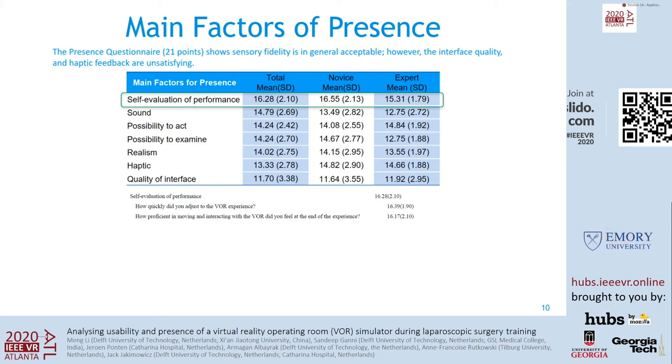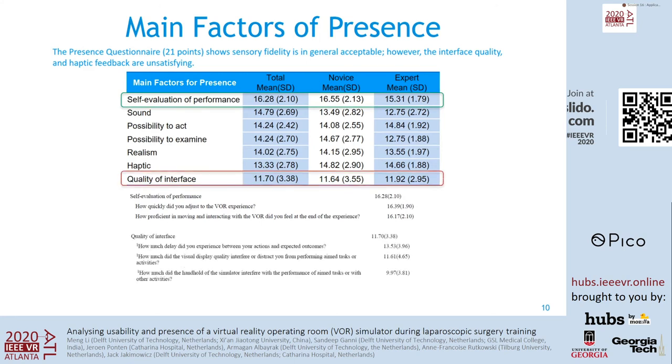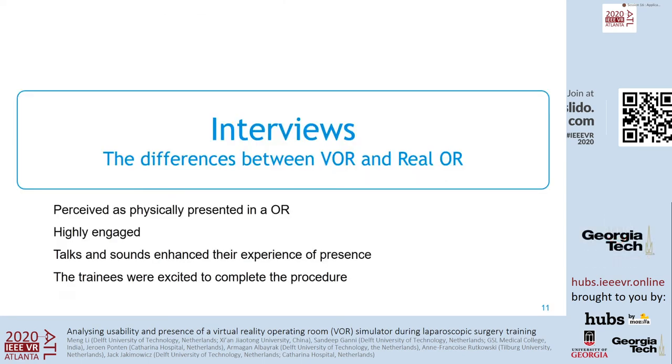We can see that self-evaluation of performance is the most important factor for a higher presence in VOR, which includes how quickly the users can adjust to the experience and how efficiently they can move and interact by the end of the experience. The least contributing factor is the quality of the interface. Among them, the visual display quality and the handheld part of the simulator were rated lowest by all the participants.